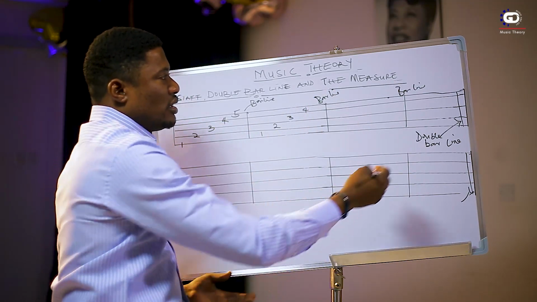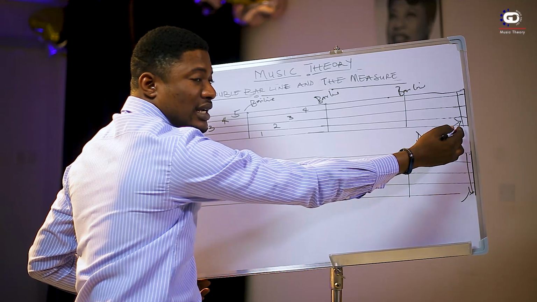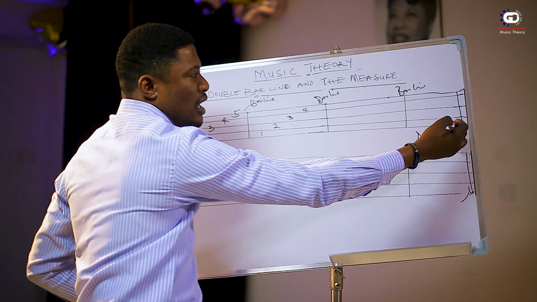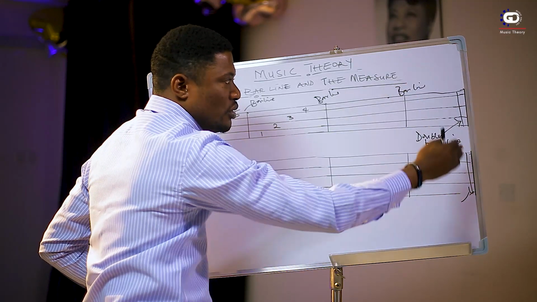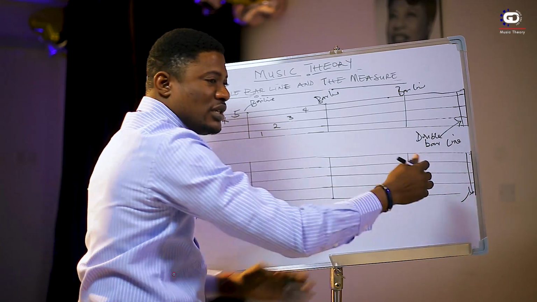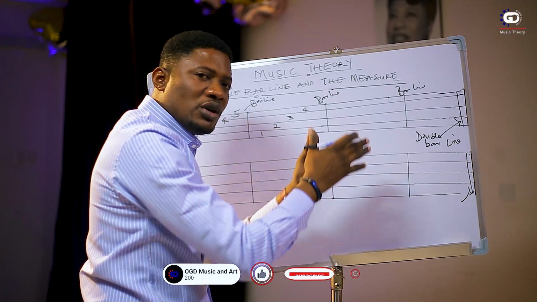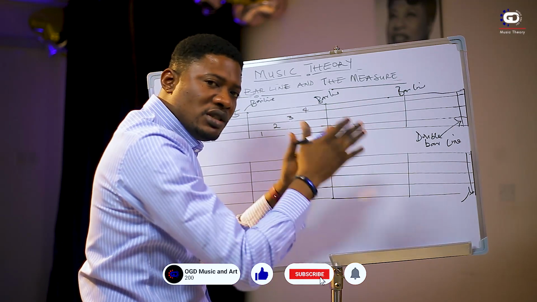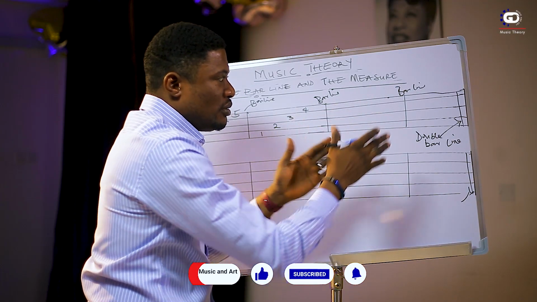And also, there's what we call the double bar line. The double bar line is 2 lines that you have at the end of the music. So that's called the double bar line. It means the end of the music, or the music has ended. Anywhere you see a double bar line, it means the music has ended.